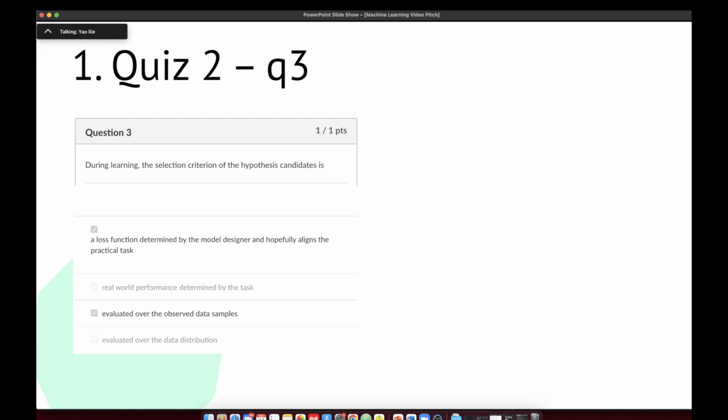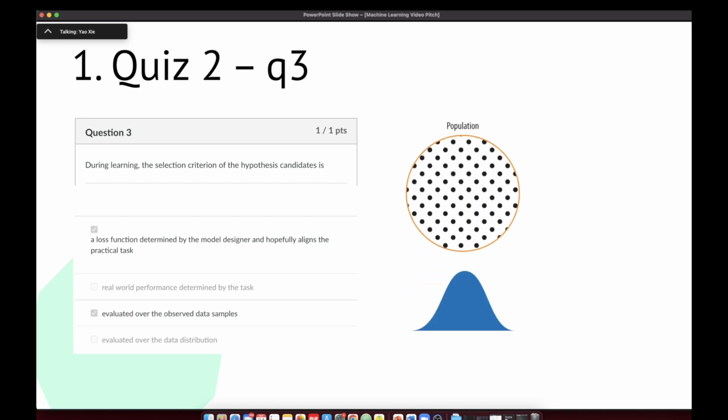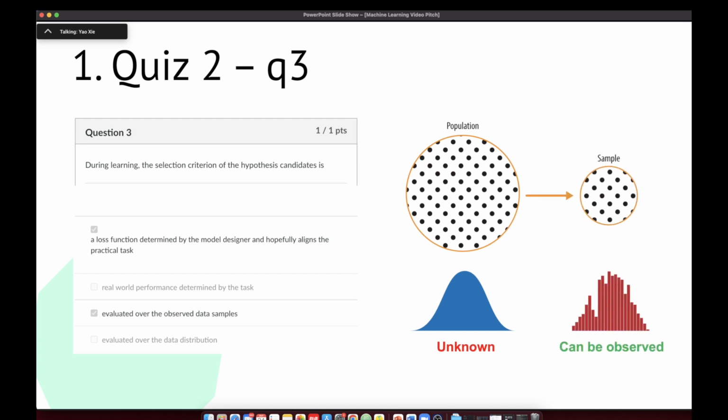We already know a learning algorithm uses a selection criterion to find the best hypothesis from all candidates. Let's recall from the previous question. The data distribution of the entire population remains unknown. We can only observe the distribution from the sample data instead. Therefore, it is impossible to evaluate the selection criterion over the data distribution, but only over the available sample data we have. So option 3 is correct, and on the contrary, option 4 is incorrect.